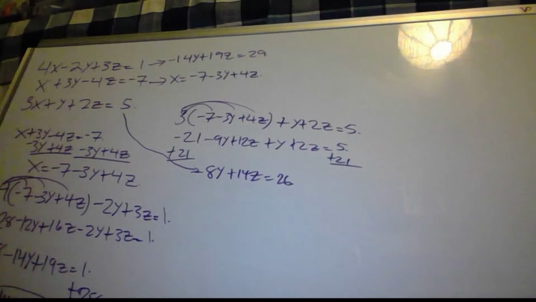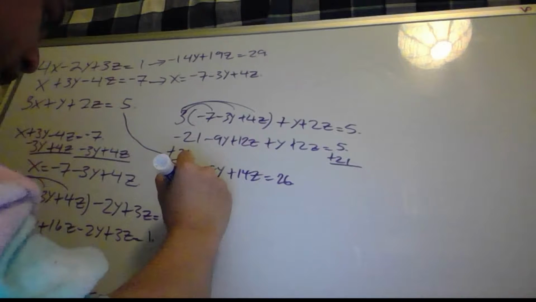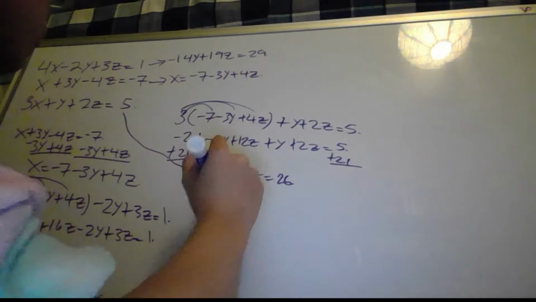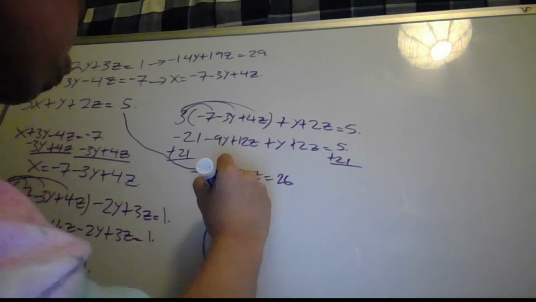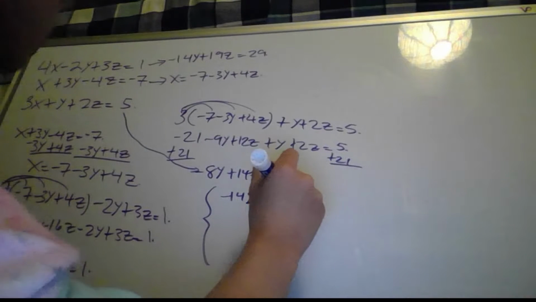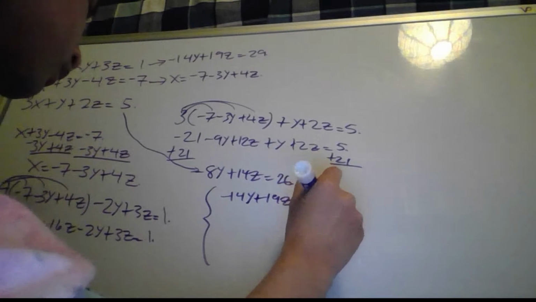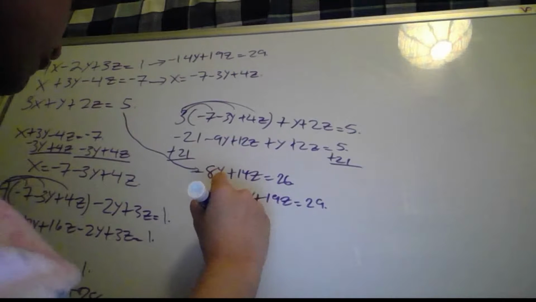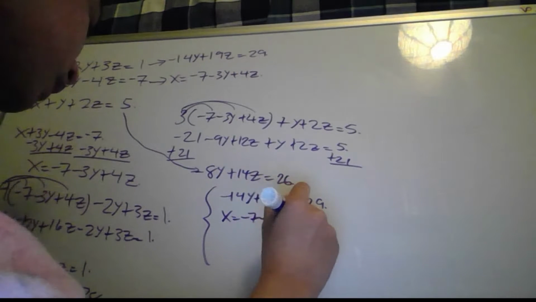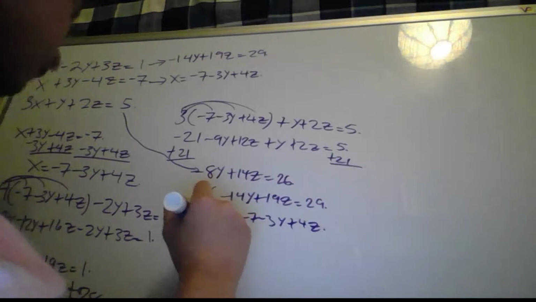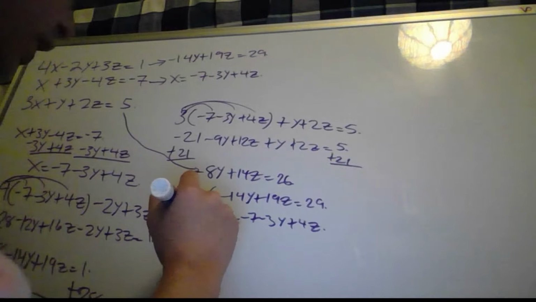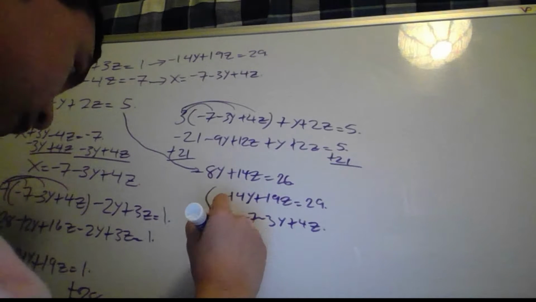So now we have a new system of 3 equations. Basically, we have the following: negative 14y plus 19z equals 29. x equals negative 7 minus 3y plus 4z. And then, what else? Negative 8y plus 14z equals 26.